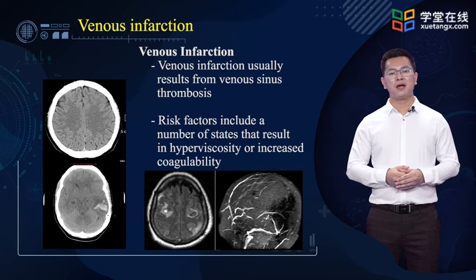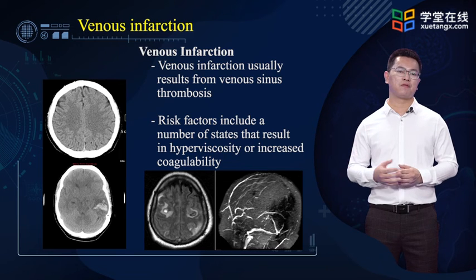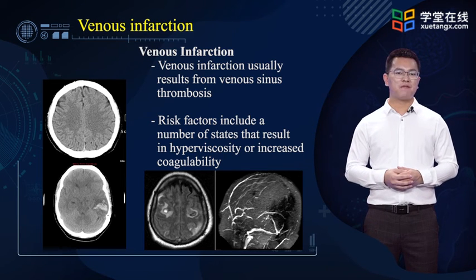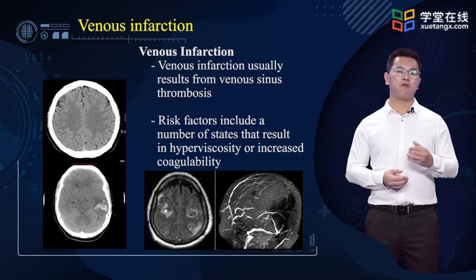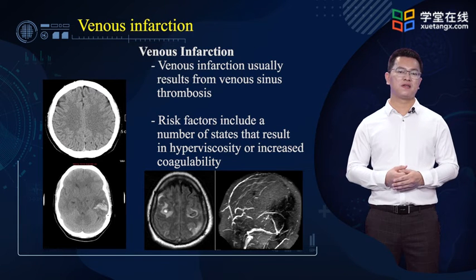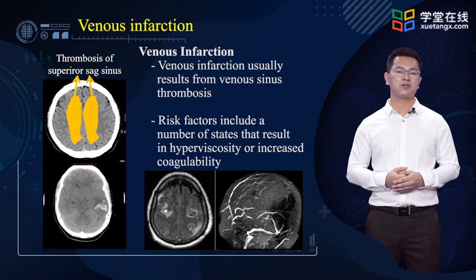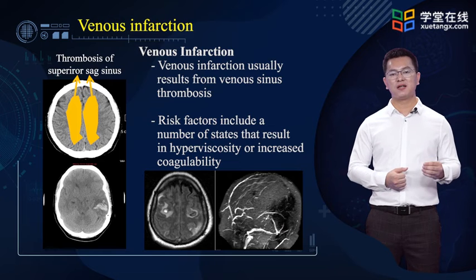Due to the high venous pressure, hemorrhage is seen more frequently in venous infarction compared to arterial infarction. Since many veins are midline structures, venous infarcts are often bilateral. This is seen in thrombosis of the superior sagittal sinus, straight sinus, and internal cerebral veins.